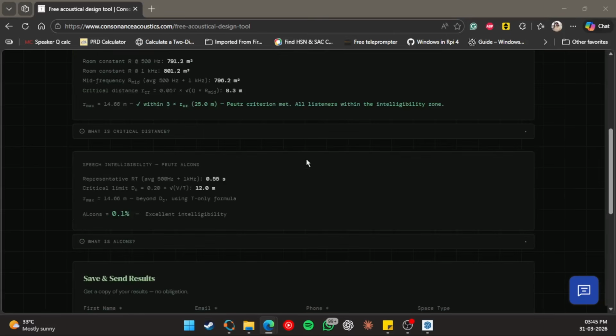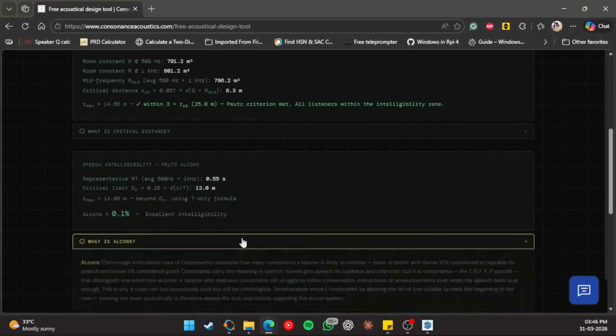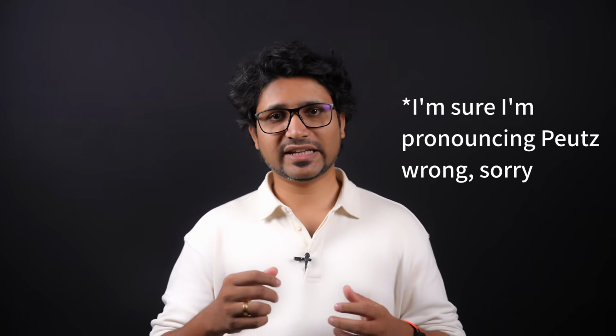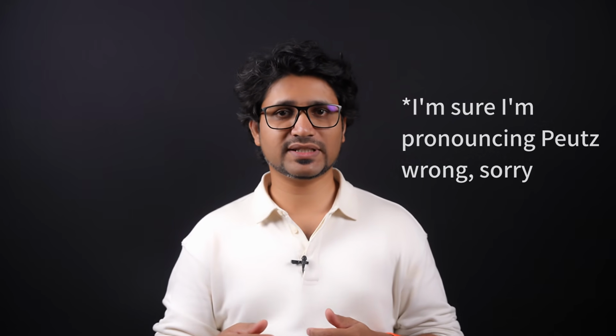You can also check the ALcons, short for articulation loss of consonants, which is a measure of speech intelligibility. It was developed by Peutz and tells you what percentage of consonants a listener is likely to miss. Values below 10% are generally considered acceptable for speech, below 7% is good. In a reverberant space, a poorly positioned or underpowered speaker will push this number up.